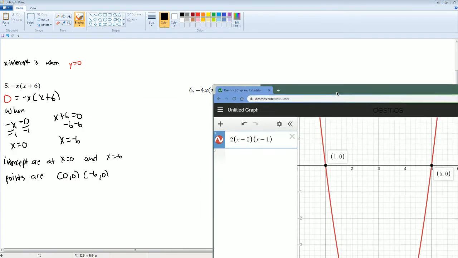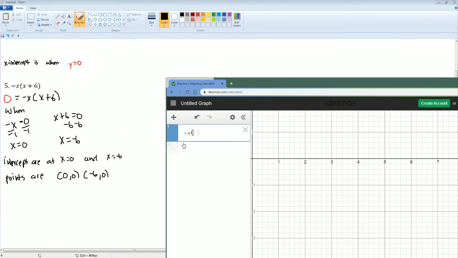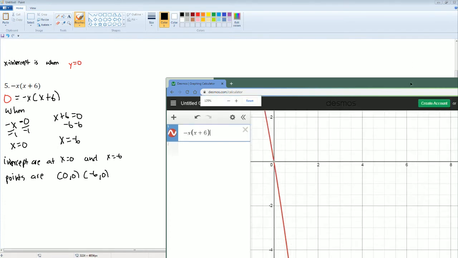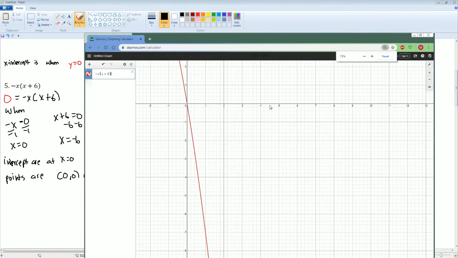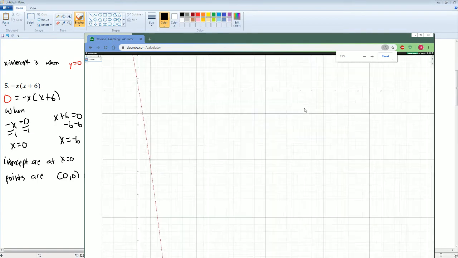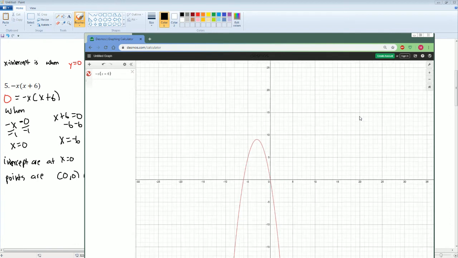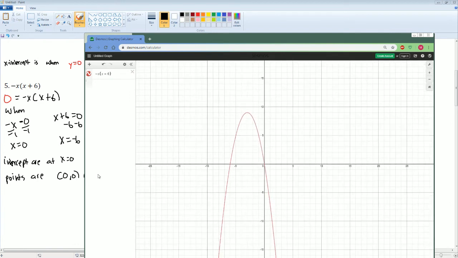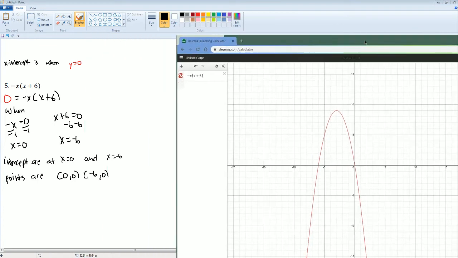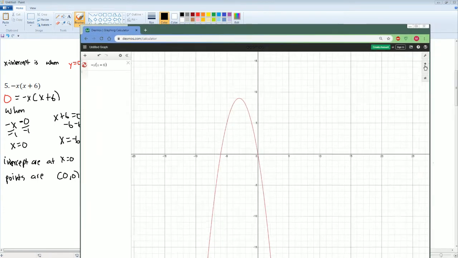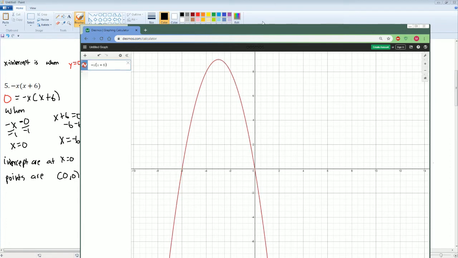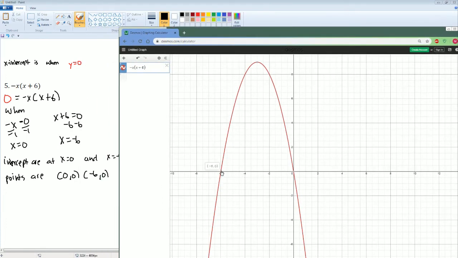You don't believe me? Take a look. Negative x, x plus 6. Zoom out. Should be at 100%. Okay. So, zoom in. Okay, look. Negative 6, comma 0 and 0, comma 0. Okay.